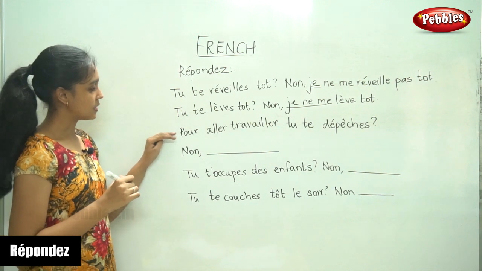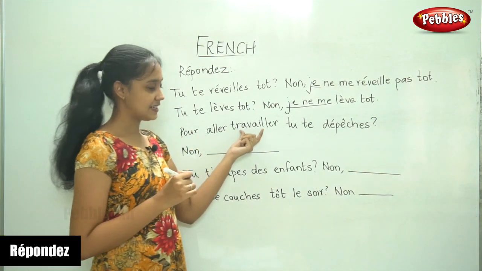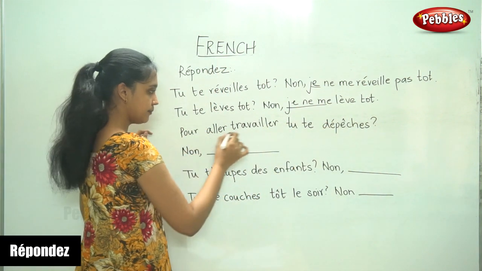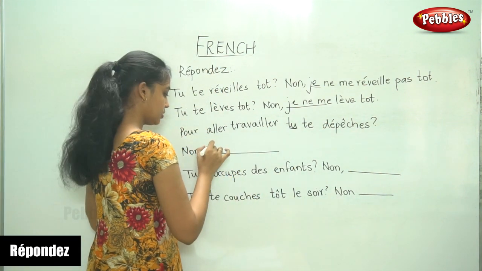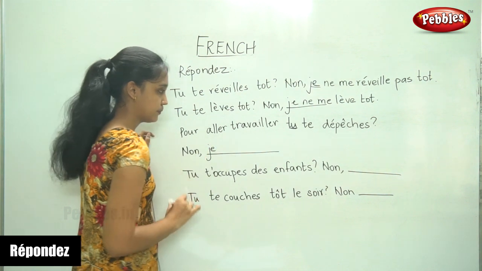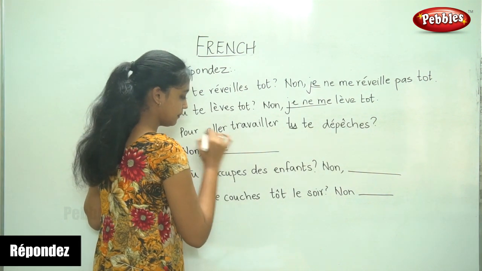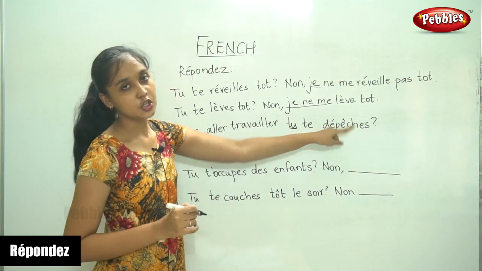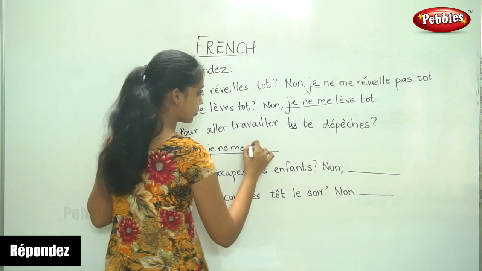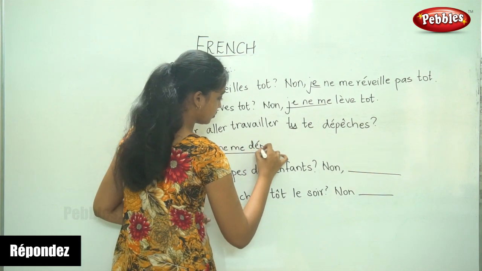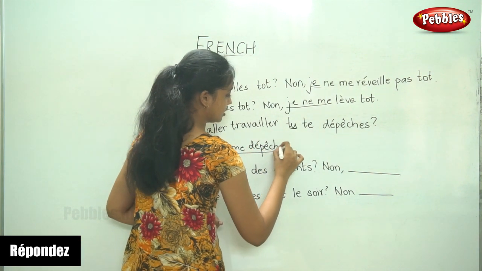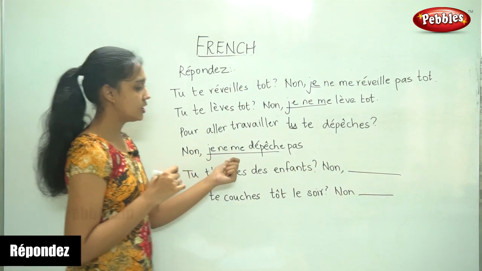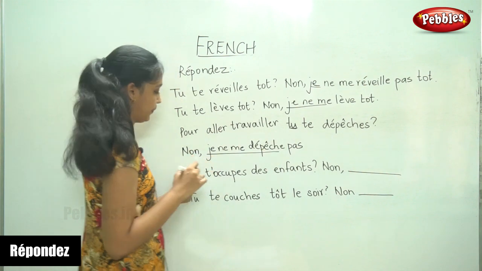now the next question. Pour aller travailler, tu te dépêches? Non. Again, tu becomes je ne me. Again, this is conjugated for tu. So in je, we have to just remove an s. Dépêche pas. Non, je ne me dépêche pas.